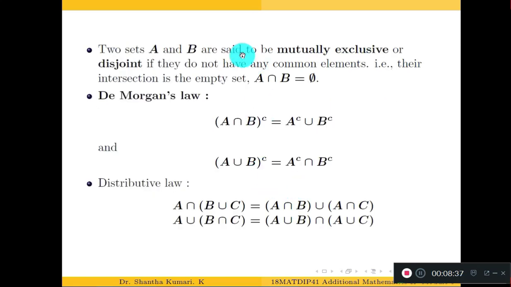Now two sets A and B are said to be disjoint or mutually exclusive if they do not have any common elements. That means their intersection will be a null set. Okay. De Morgan's law, we are using this in the theory of probability. (A intersection B) complement is equal to A complement union B complement.